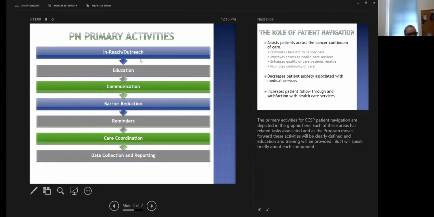And then barrier reduction, of course, is an area that we really spend a good amount of time in terms of thinking about what are some of the structural barriers. When we think about perhaps what are the provisions that people need to think about for transportation, having someone escort them to and from the appointment because of the sedation. And we really think about, within the appropriate context of the navigator, what is their role?